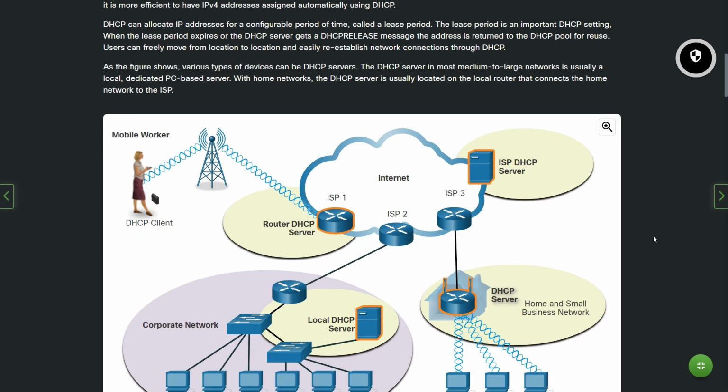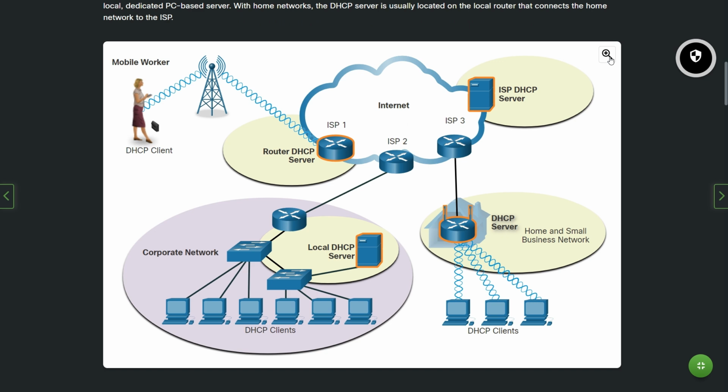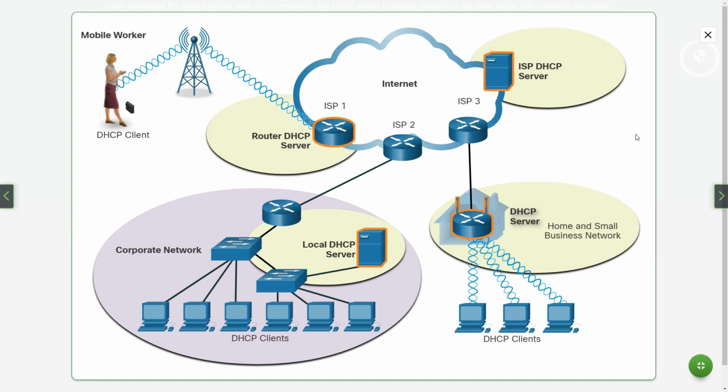As the figures show, various types of devices can be a DHCP server. The DHCP server in most medium to large networks is usually a local, dedicated PC-based server. With home networks, the DHCP server is usually located on the local router that connects the home network to the ISP. Take a moment with this image.